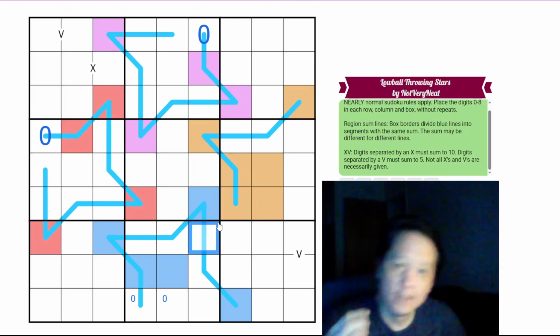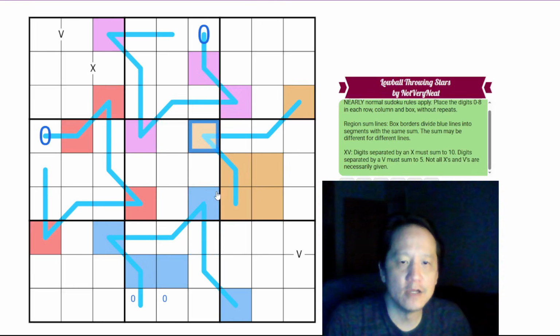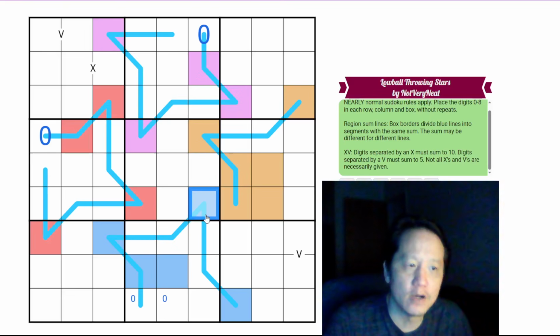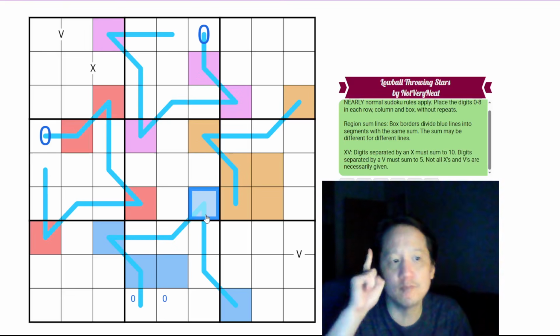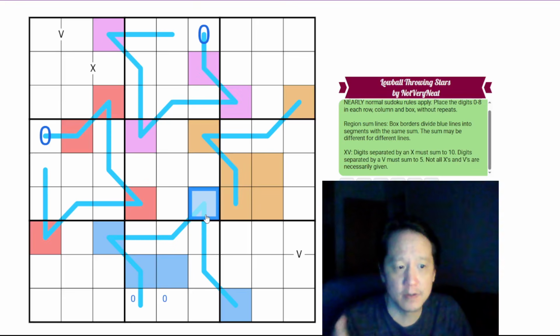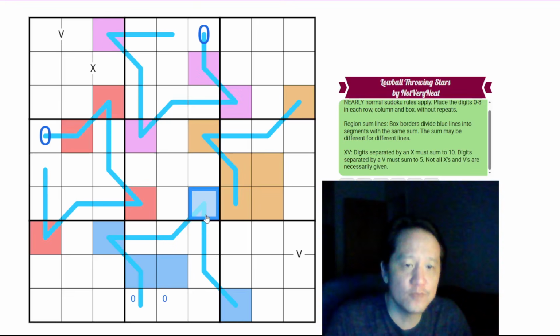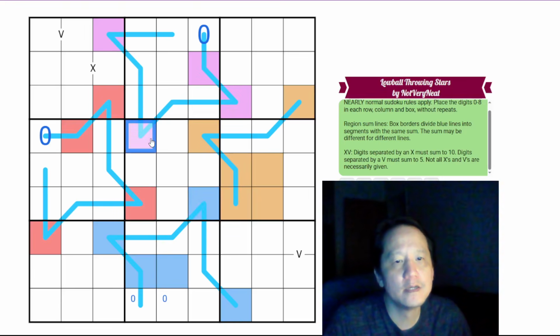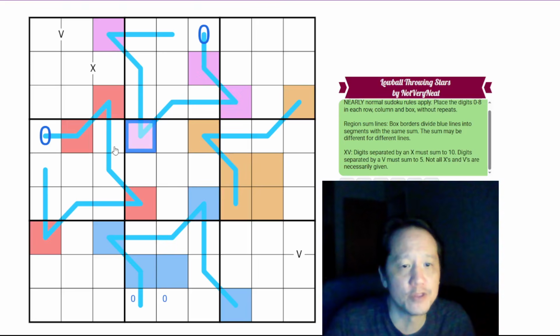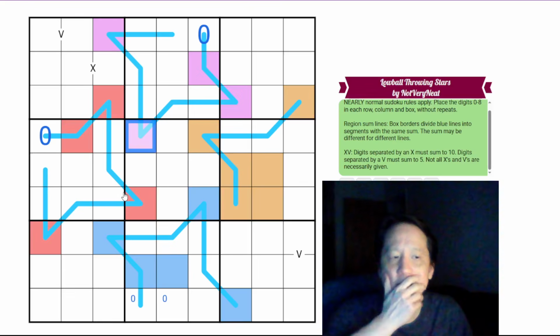Interesting. Red, pink, orange, and blue are all different digits. Well, that means only one of them can be 8, and only one of them can be 7. If we have red or pink be non-7 or 8, the issue with that is where are you going to place the other 7 or 8? Well, okay, 8 is fine.